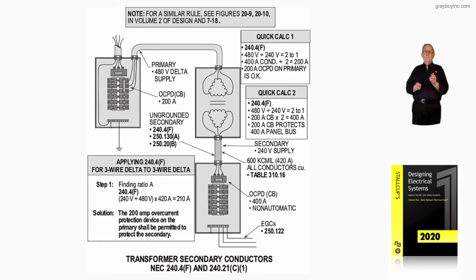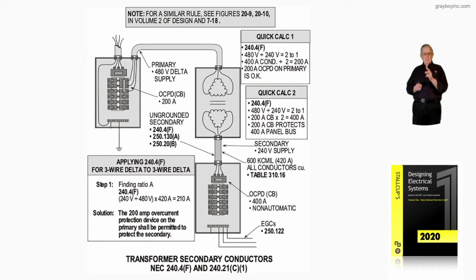Calc 1, you take 480 primary, divide it by 240 volts secondary, and you come up with a 2-to-1. If you're dealing with the 400 amp overcurrent device on the secondary side of that transformer, you divide that by 2, and you could have a 200 amp device or less in the primary at the service equipment. Take the 200 amp now and multiply by 2, and you could have a 400 amp device in the secondary side of the transformer on the transformer secondary conductors, and a length is not given.